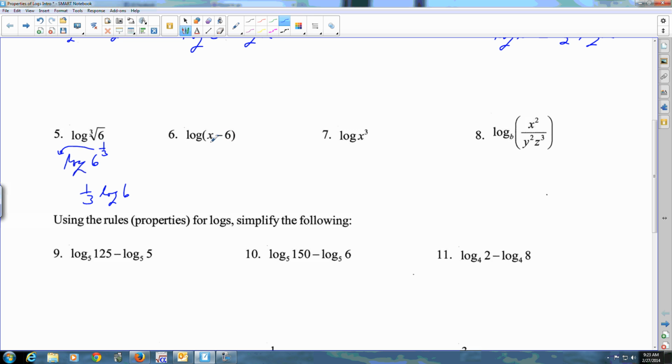This one I'm trying to trick you again. This is a difference inside a logarithm. There isn't a property for that. So that's as good as it gets. This exponent's going to fall in front.